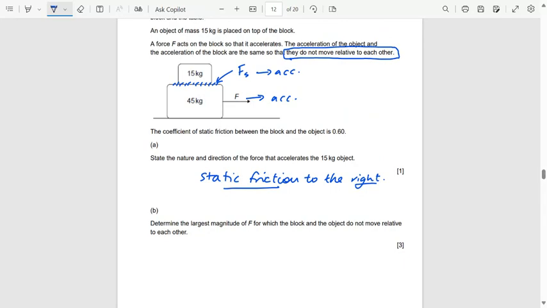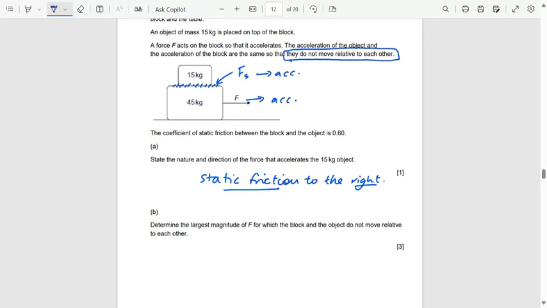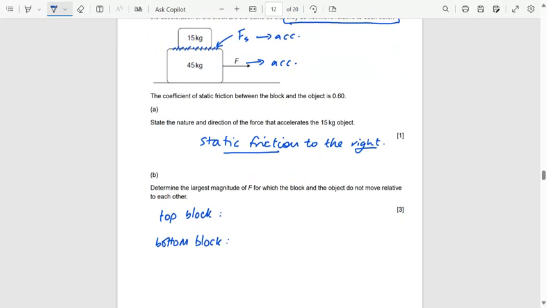Now for B, we're asked for the largest magnitude of the force for which the block and the object do not move relative to each other. So what we're looking for is the maximum friction. At the limit where friction is at its maximum, that is where the blocks will remain stationary relative to each other. So let's look at what's going on. We have the top block and the bottom block. Let's look at them individually and then bring them together.